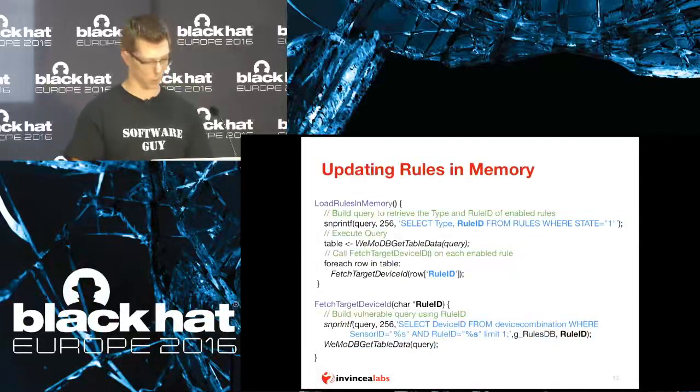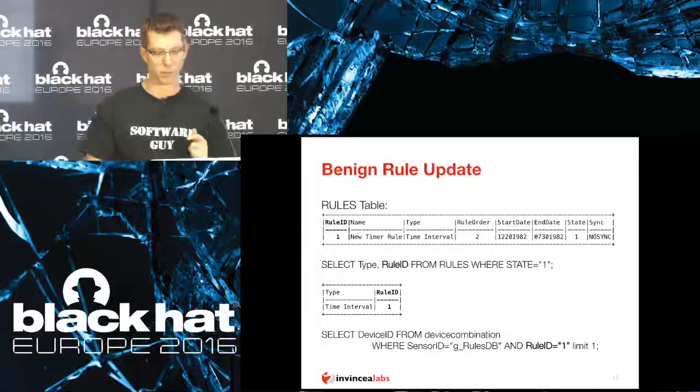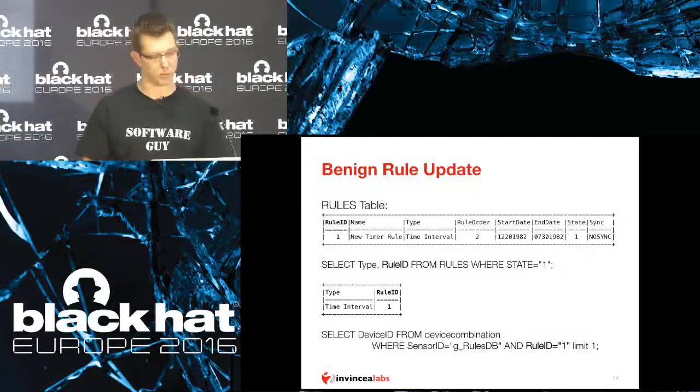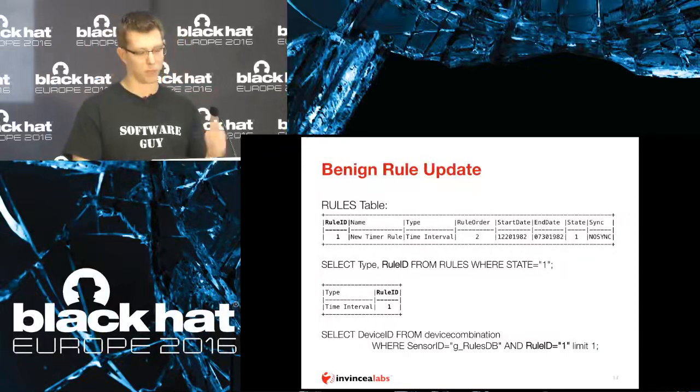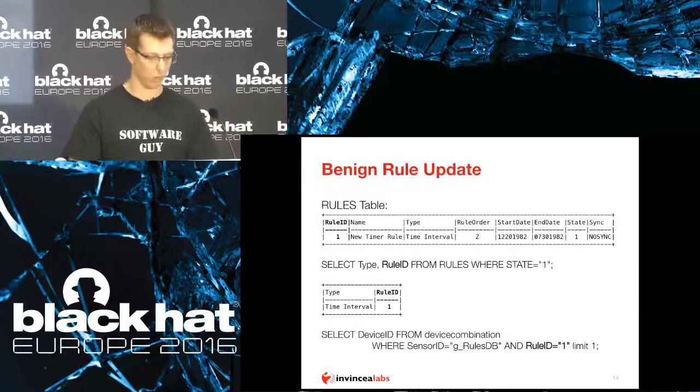So there's probably no issue here whatsoever. So let's go through a couple examples. In the benign case, a rule ID is supposed to be a number. It's the primary key of the database, so it's supposed to be a number. And we see at the top of the slide, the rules table initially has one rule in there, rule ID of 1.